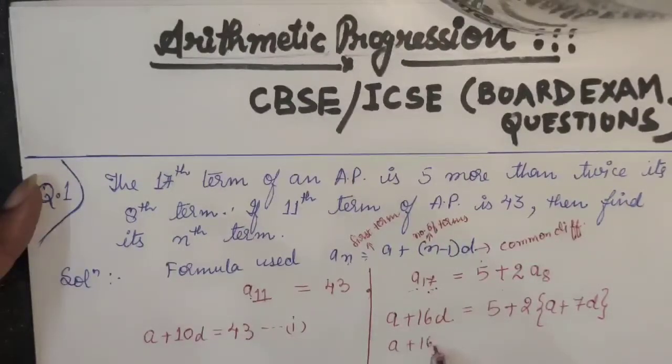A plus 16d is equal to 5 plus 2a plus 14d. I have opened the bracket by multiplying 2 with a and with 7d separately, and I have put the sign positive.